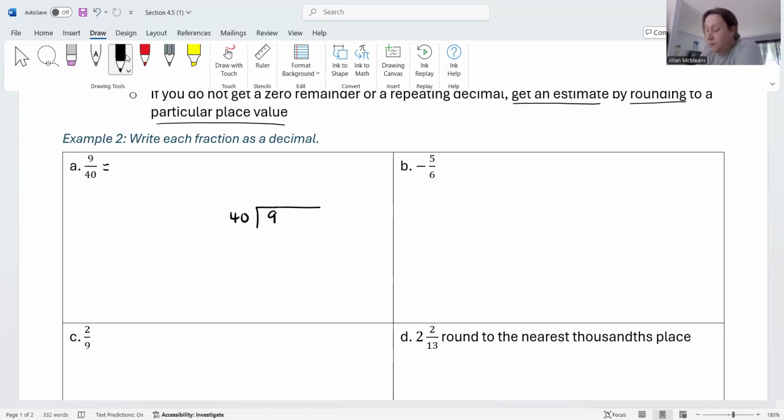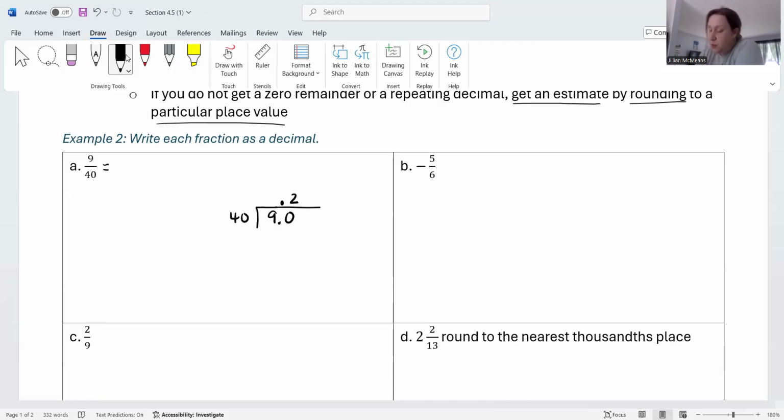So what we do is we add a decimal and a 0. I know 9 is exactly the same thing as 9.0 or 9.00 or 9.000. So you can add a decimal and a 0. It doesn't change the value of 9, but it gives us a way to divide. I want to make sure to pull my decimal up into my answer, and then I just pretend that 9 is 90. So will 40 go into 90? Yes, 40 will go into 90 2 times.